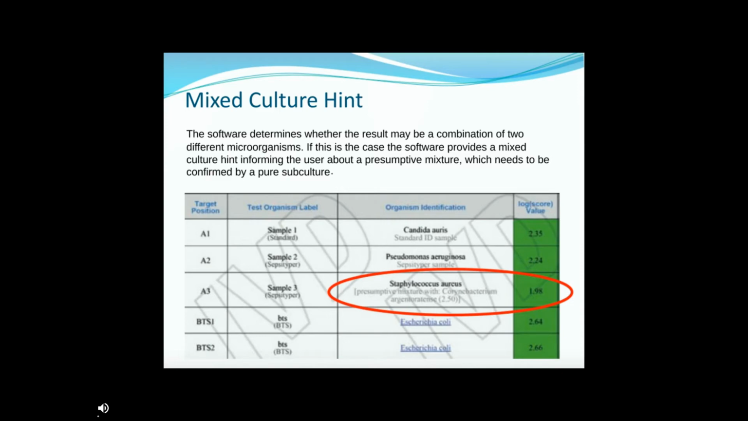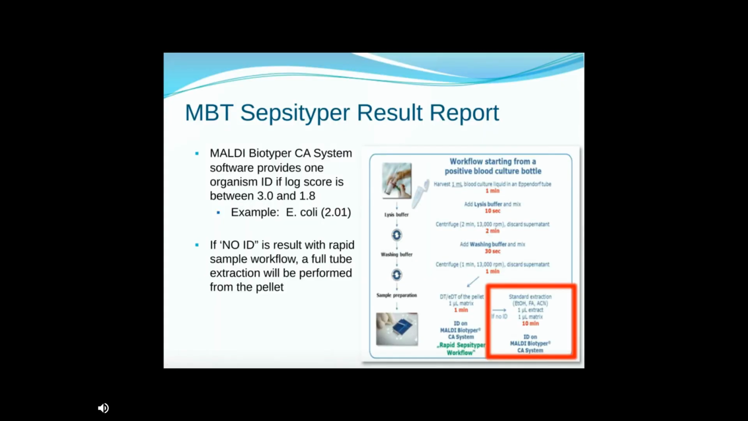So again, the scoring of this, it has to be above 1.8. And if there is no identification, I kind of talked about this, we would go into that full extraction. And 9 times out of 10, it will work, but there definitely are times that it's not going to. Again, it's a 70% identification rate.